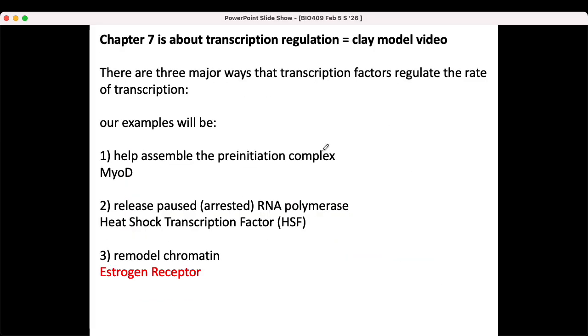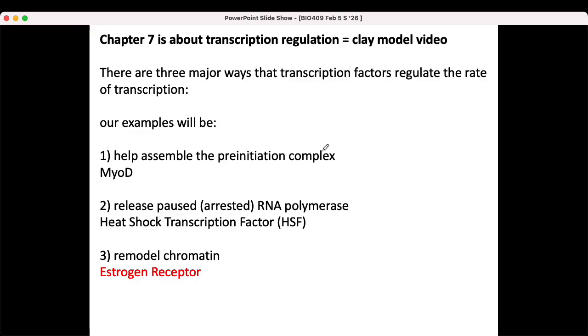So we go back to this and we say, right, in chapter 7, we're learning about gene expression, transcription regulation, and transcription factors. And then how do they do their job? They must increase a rate limiting step in the steps of transcribing. And there are some common ones. MyoD helps assemble the pre-initiation complex by recruiting TBP. Heat shock transcription factor helps release arrested polymerase on the heat shock genes. They're ready to go. And our third one is one we're going to talk a lot about, and it's remodeling chromatin. And our example is this estrogen receptor.